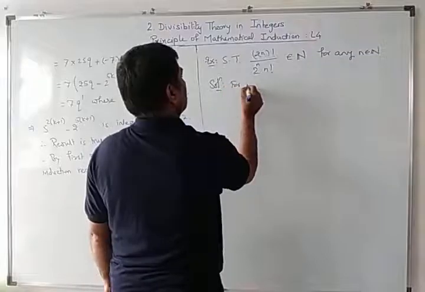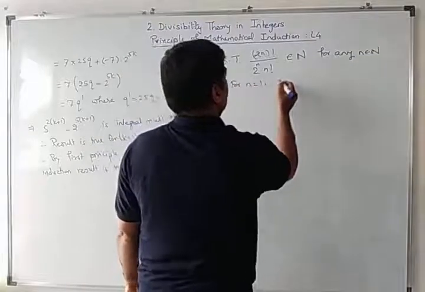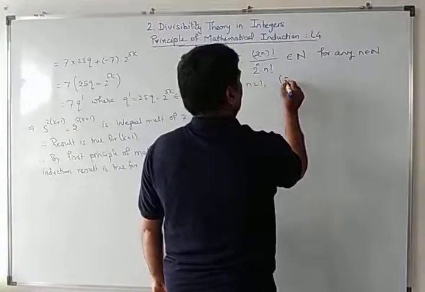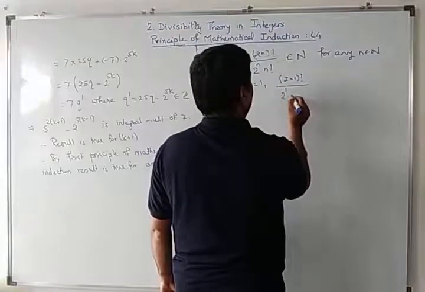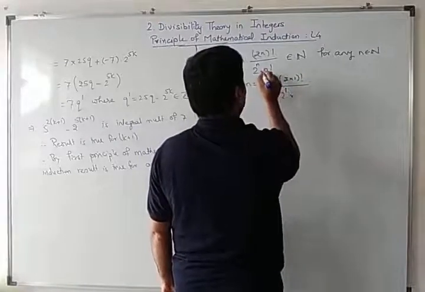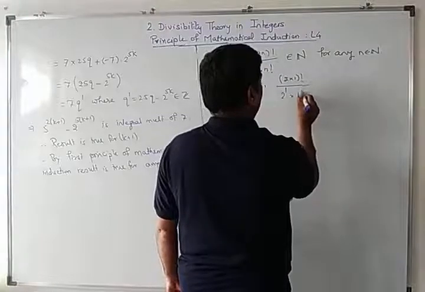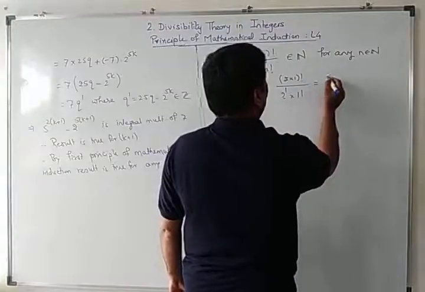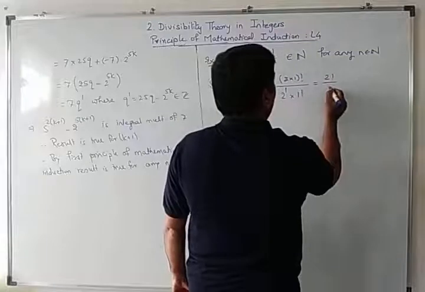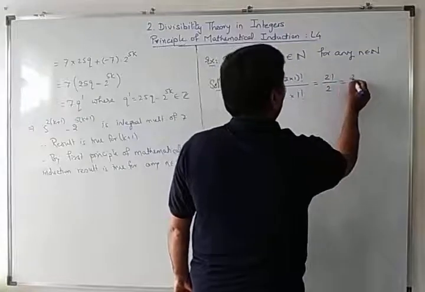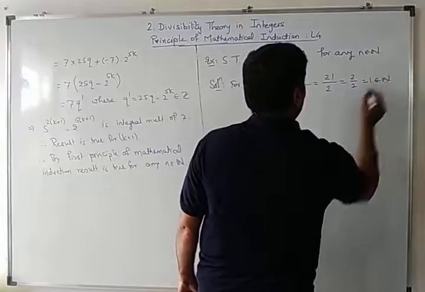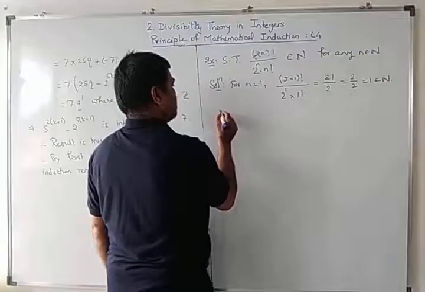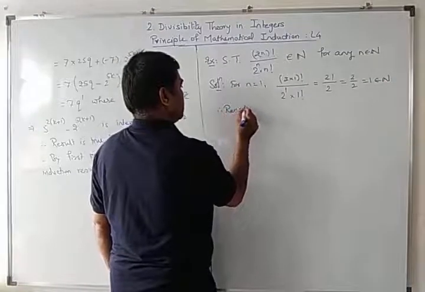For n equal to 1, 2 into 1 factorial upon 2 raised to 1 into, this dot means into, 1 factorial, is nothing but 2 factorial upon 2. 2 factorial is 2, upon 2 is 1, belongs to N. Therefore, the result is true for n equal to 1.